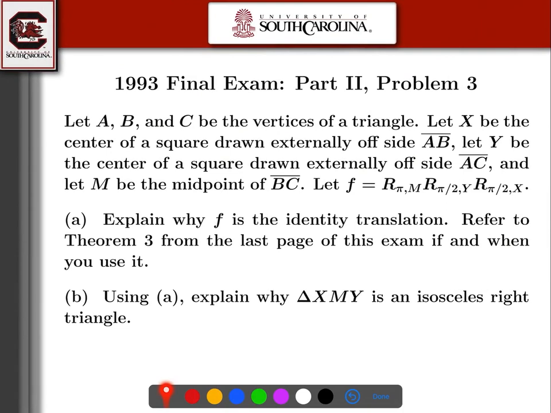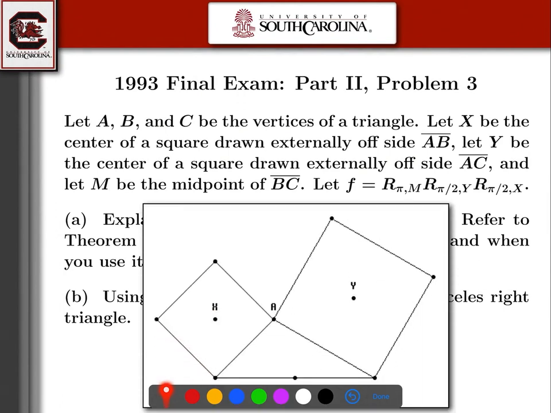Let's do this question. So here we have a triangle, and maybe it's best to go ahead and just show you the picture. So we have this triangle ABC here. I think the B and C are there, ABC. And we're drawing squares off the sides AB and AC here.